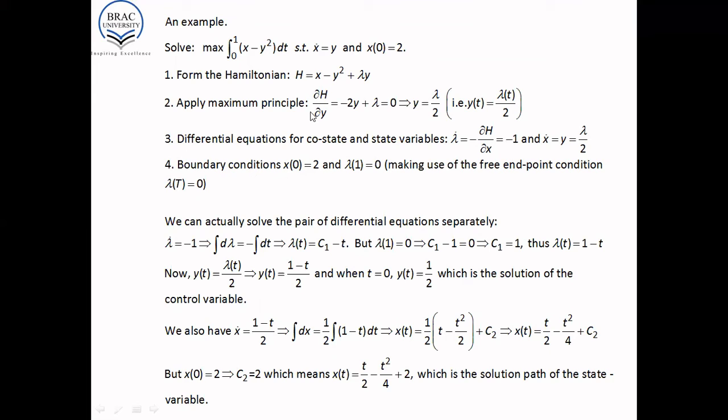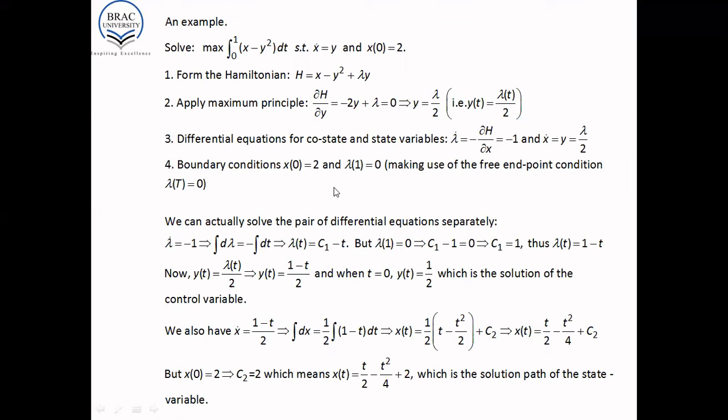We have the boundary conditions. x of 0 is equal to 2 and lambda of 1 is equal to 0. Right? So we are making use of the free endpoint condition, lambda of capital T is equal to 0. So 1, right, is your capital T. So the transversality condition requires us to set lambda of 1 is equal to 0.